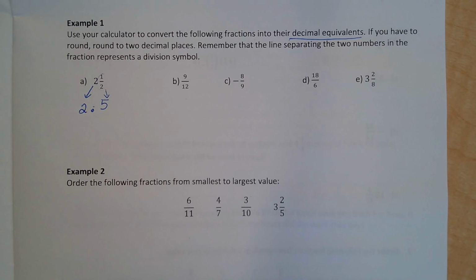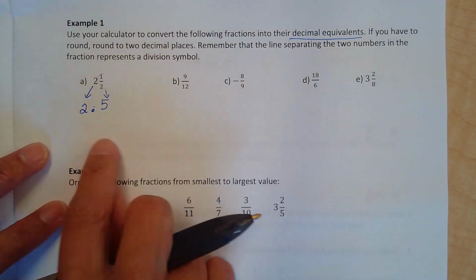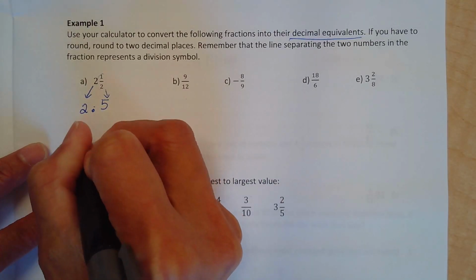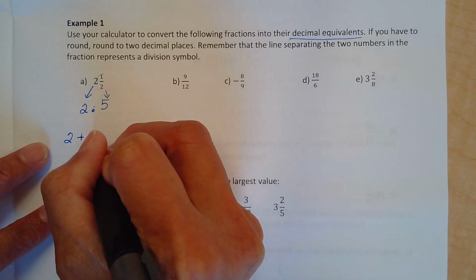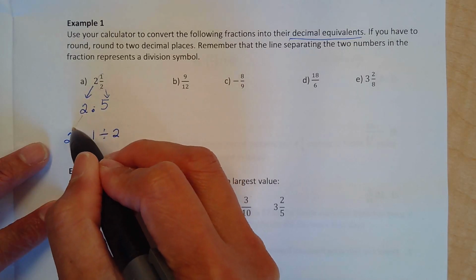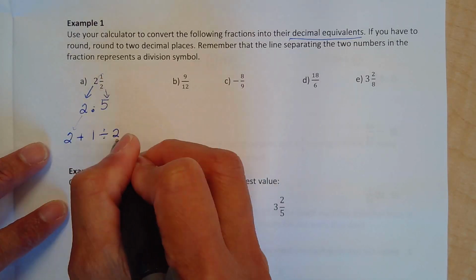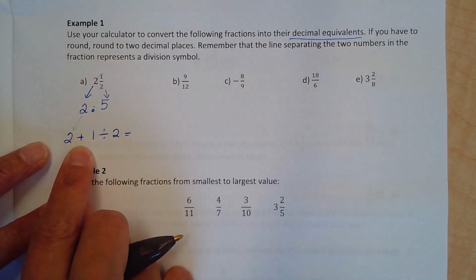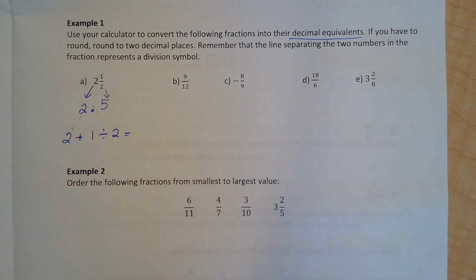Mixed number into the calculator. Oh, how do you enter that onto your calculator? Okay. 2 plus 1 divided by 2. So what you could do, if we were to do that on a calculator, you can go 2 plus 1 divided by 2. So the 2 is a 2, and then the 1/2 would be the 1 divided by 2. So, yeah, go ahead and try that.